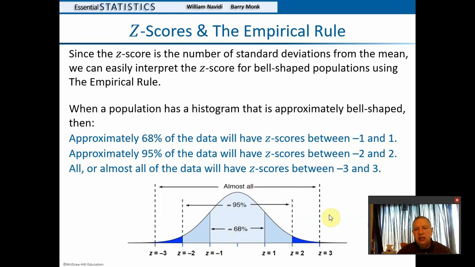And if we recognize that the histogram of the data shows us a bell-shaped curve, then 68% of the data, the values of those, are between plus and minus 1 of the mean, the mean being 0. Approximately 95% of the data will have z-scores between -2 and 2. So this includes that 68% and then a little bit more on the outside. That's between z equal to 2 and z equal to -2. Almost all of the data will have z-scores between -3 and 3, and that's usually computed at 99.7%, I think is what you'll see.